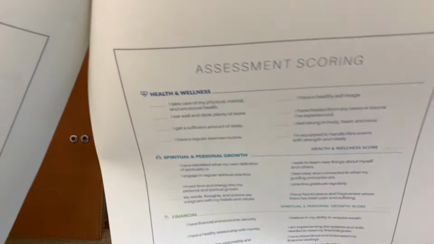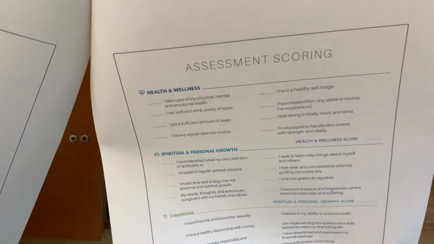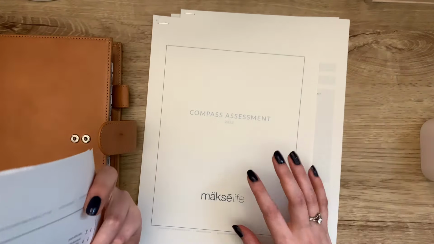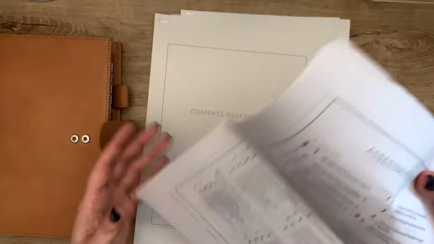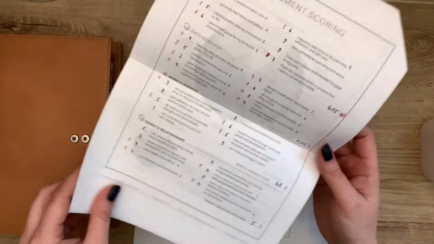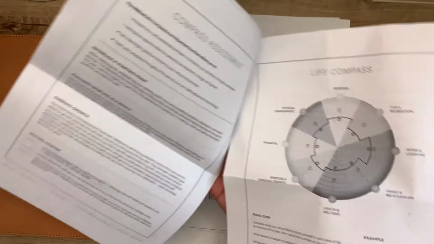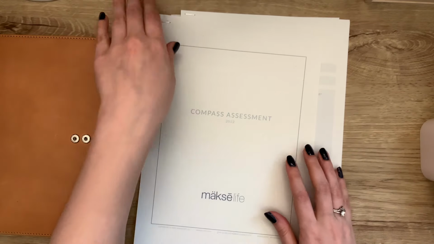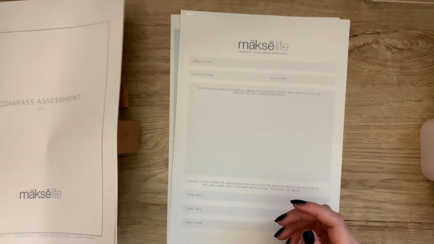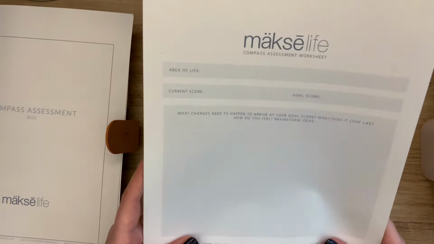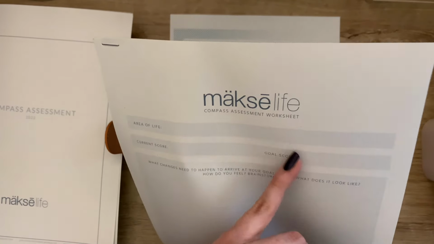Then there are statements that you can rate your life on, and I always do this at the end of the year, so I have my end of the year rating from December here as well to see where I started in December and where I am now and how I want to continue evolving my life.